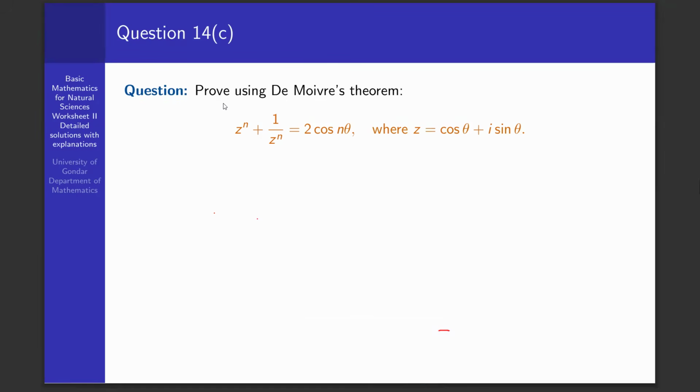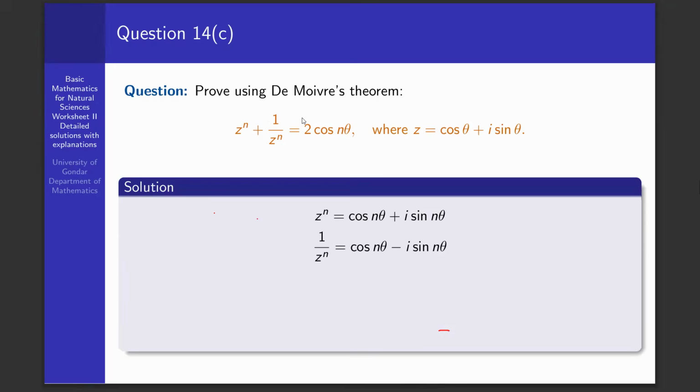Question number 14c: prove using de Moivre's theorem again that z to the power of n plus 1 over z to the power of n is equal to 2 cos n theta, where z is equal to cos theta plus i sin theta. So if z is given as this, then z to the power of n, by using the formula, is equal to cos n theta plus i sin n theta.